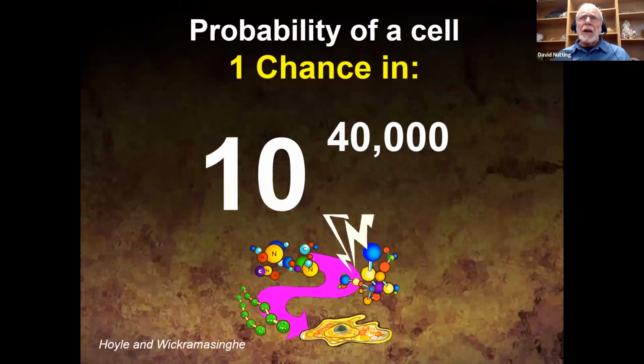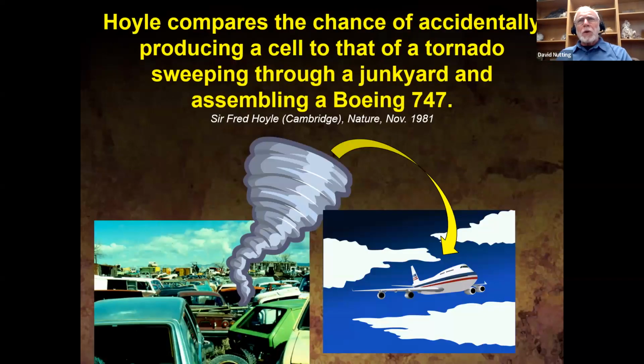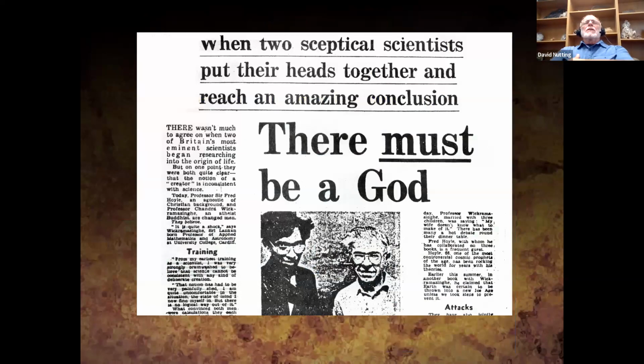Well, that's not even a cell. This protein plus 1,000 other things makes a cell. And the chance of making a cell was calculated by an atheist and an agnostic as one chance in 10 times the cell, 40,000 times. That's not going to happen. That's not going to happen at all. In fact, the atheist and agnostic who calculated it said it was more likely for a tornado to sweep through a junkyard and produce a Boeing 747 than it was to make that cell. Then they said there must be a God. Well, that's the logical conclusion, isn't it?